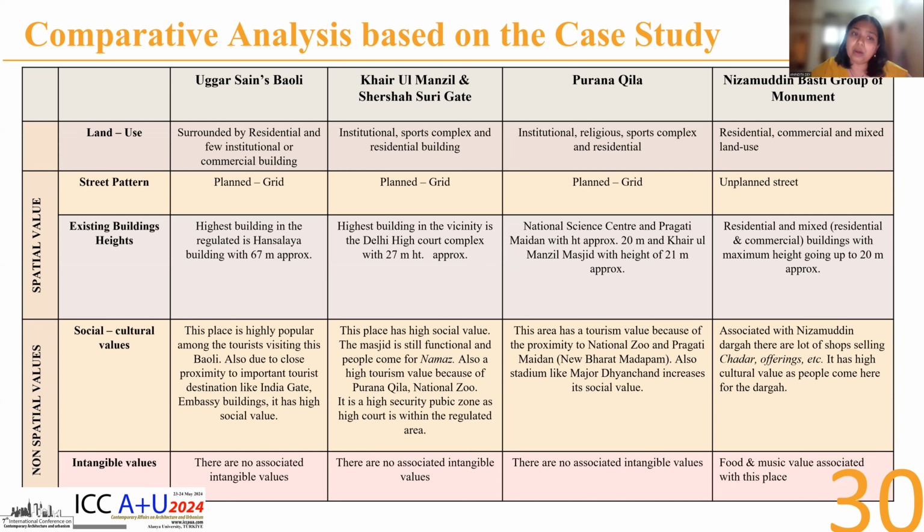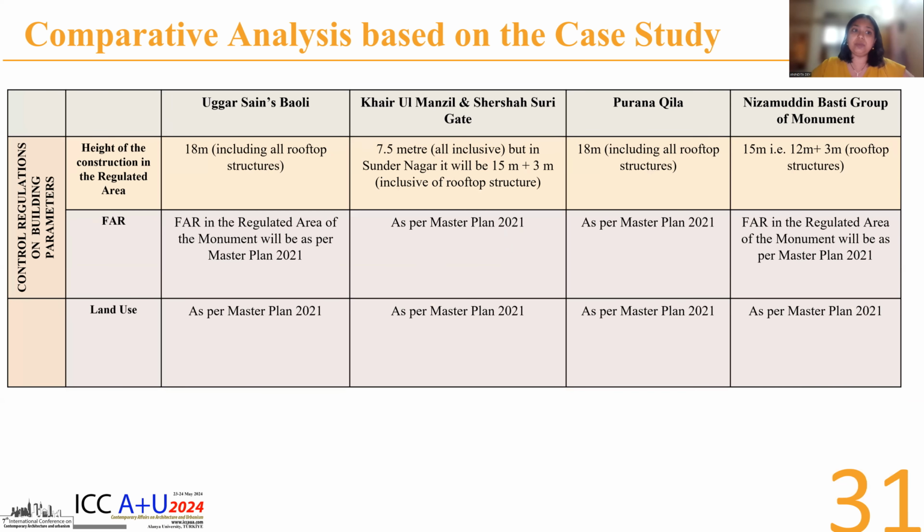Whereas the Bauli is mostly tourist centered because it's very near places like India Gate, and embassy buildings are there, so it's high profile tourists who come there. Similarly, Khairul Manzil and Purana Qila are very near the National Zoo and Pragati Maidan, so a lot of local tourists come there, a lot of children and students. So it has a very different kind of use and function. With all these, we come to the control parameters.